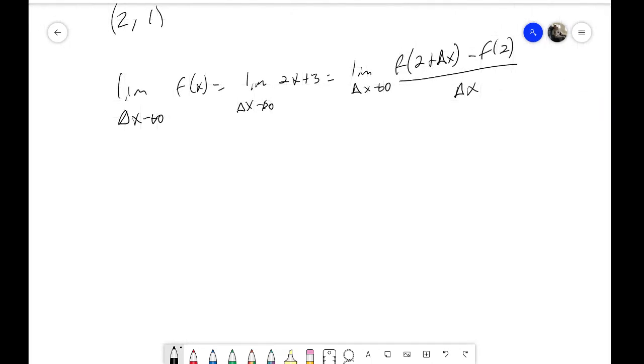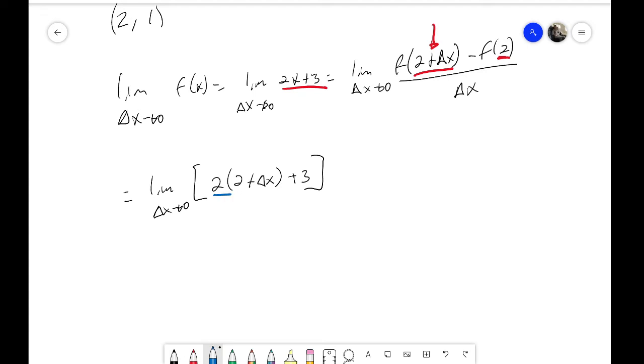Now what I just said is we're going to take this function and evaluate it at this value and then at this value. So what we really have is the limit as delta x goes to 0 of 2 times 2 plus delta x plus 3.